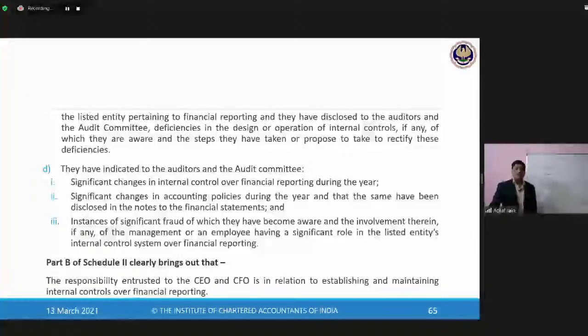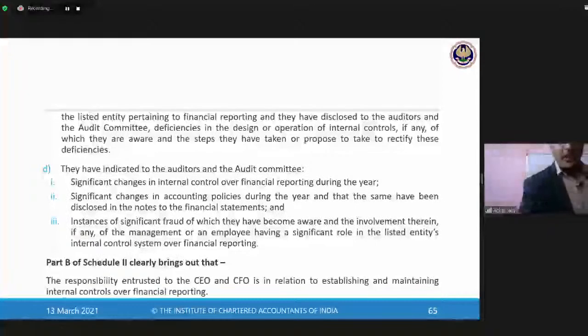So all of these, anyways, you would understand would generally be the responsibility of any employee of the organization. But these two happen to be the KMP generally, and that's why this task has been specifically assigned to them, and they are also taking a big responsibility because they are certifying this. And when they are certifying this, they are issuing this certificate to the board of directors. Okay, now the responsibility which is entrusted to the CEO and CFO in relation to establishing and maintaining internal controls over the financial reporting. So what does this require?